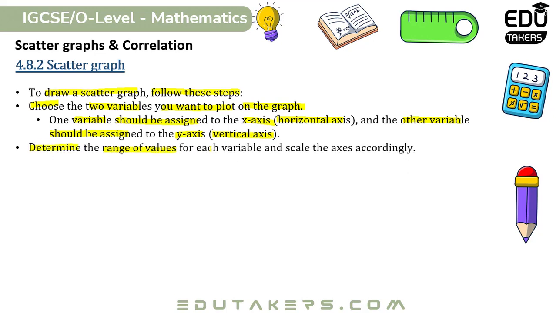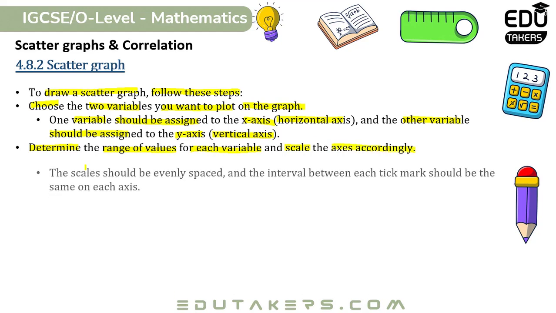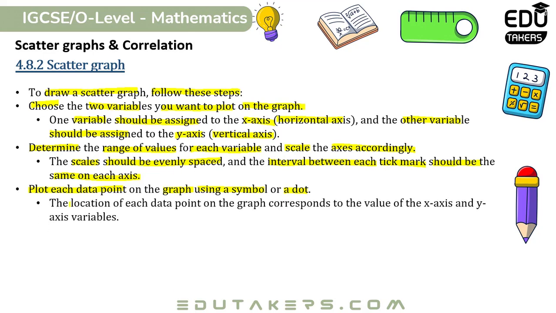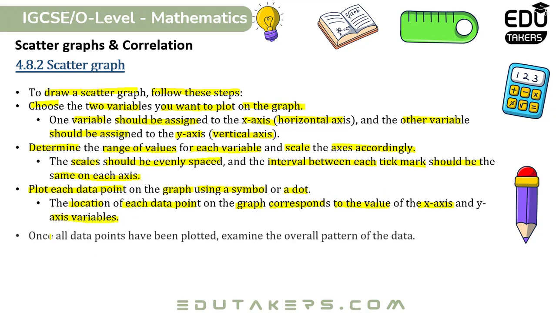Determine the range of values for each variable and scale the axis accordingly. The scales should be evenly spaced and the interval between each tick mark should be the same on each axis. Plot each data point on the graph using a symbol or a dot. The location of each data point on the graph corresponds to the value of the x-axis and the y-axis variables.